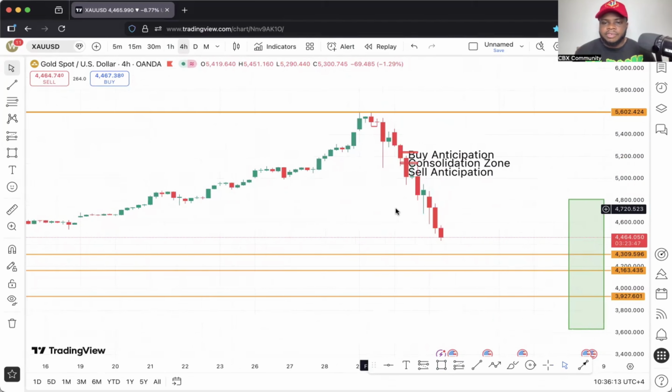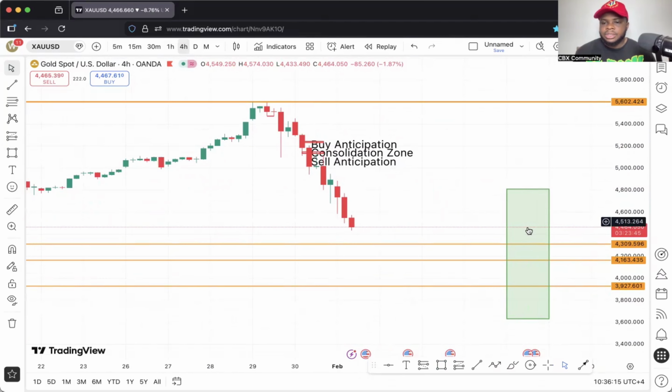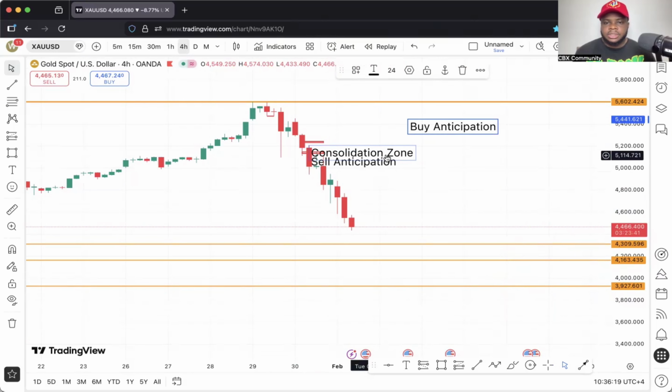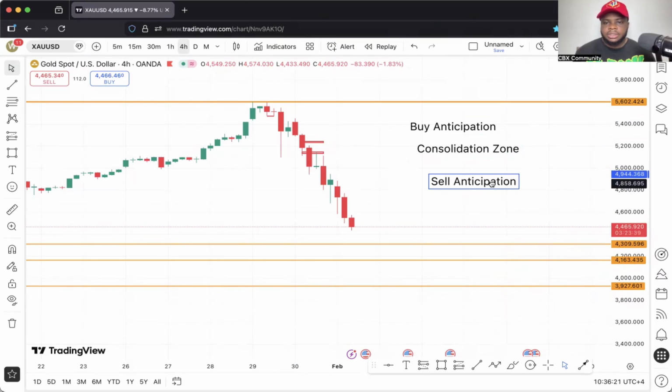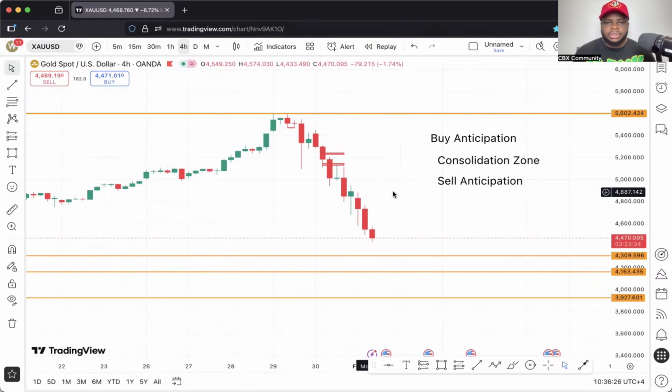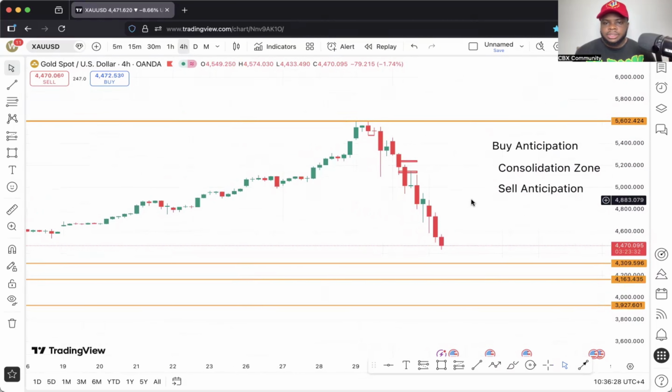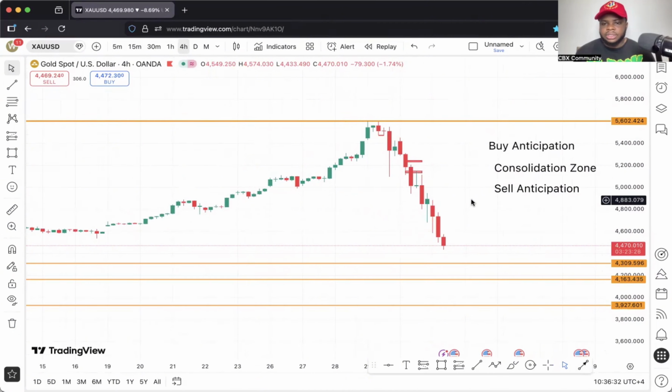Looking at the condition of the 4 hours market structure, let's delete this. Let's adjust this. So looking at the condition of the market structure, the 4 hours market condition, we are in a downtrend. The reason why I say that we are in a downtrend is because of how the market structure is.